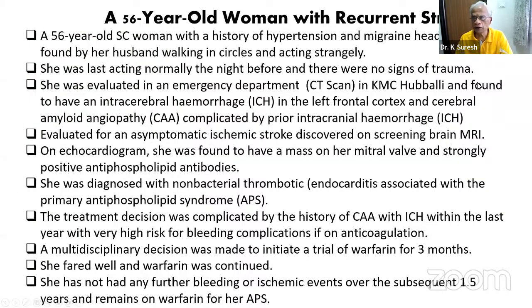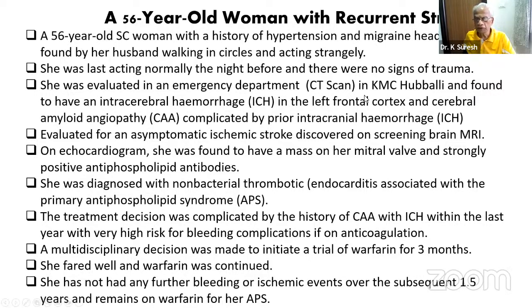Another person with recurrent stroke, this is a 56-year-old lady. She was brought with a history of hypertension and migraine, plus headache, and her husband brought her to the emergency saying that she was walking strangely in circles. Until the previous evening, she was fine.